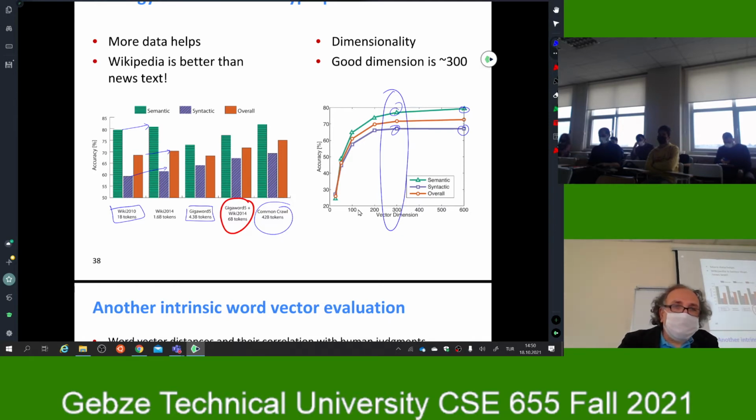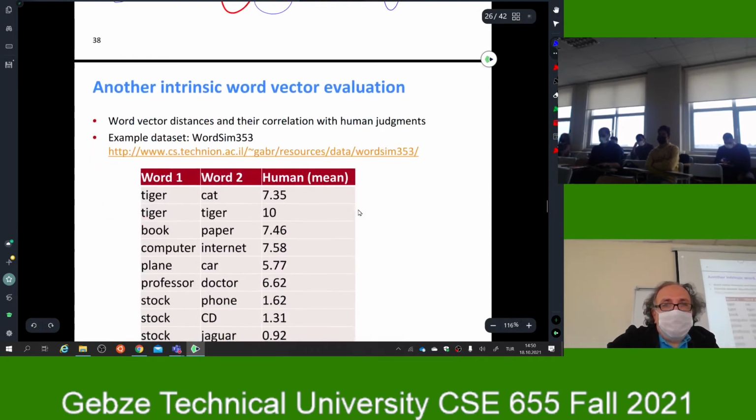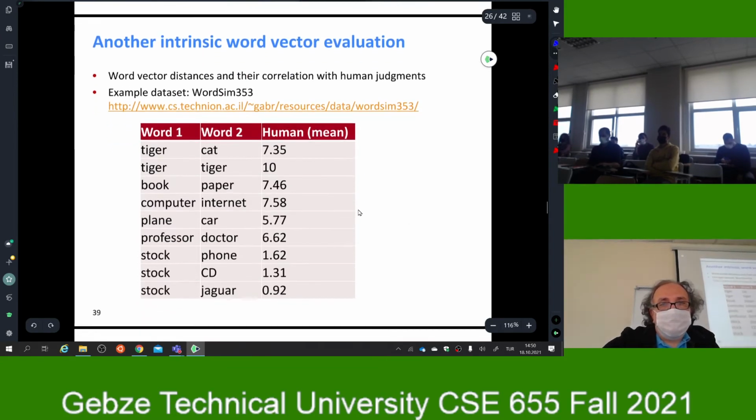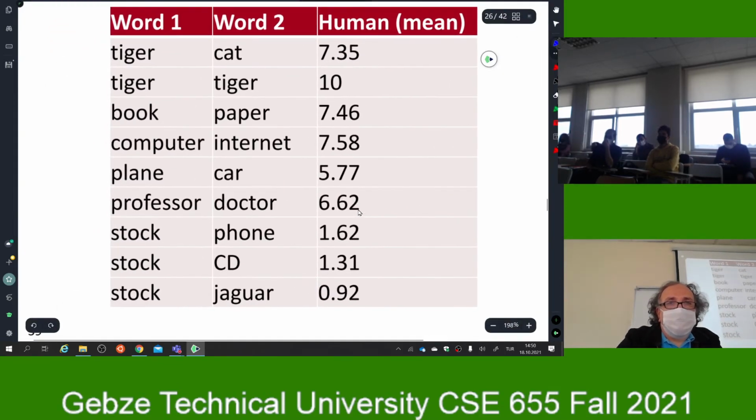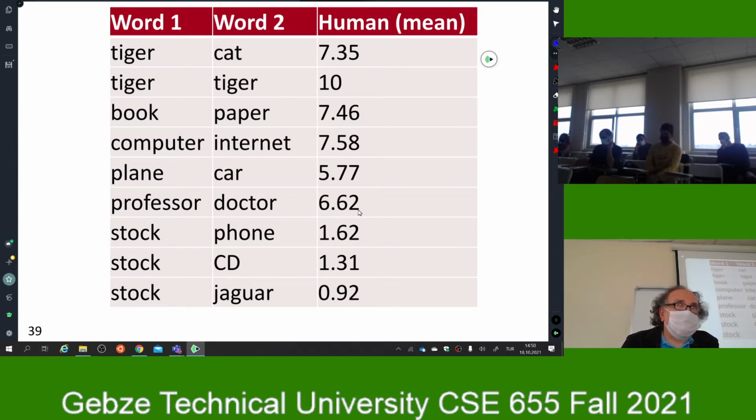Okay, this is analogy. Another intrinsic word vector evaluation is similarity. This is what you do. You get 2-3 people and ask them, how similar is tiger to a cat? Just give me a number between 1 and 10. If you say 10, it is the same thing. If it is 1, they are completely dissimilar. Tiger is very similar to tiger, it is the same thing, it is 10. Tiger is similar to cat, so most people said that it is either 7 or 8. So that's the kind of average.